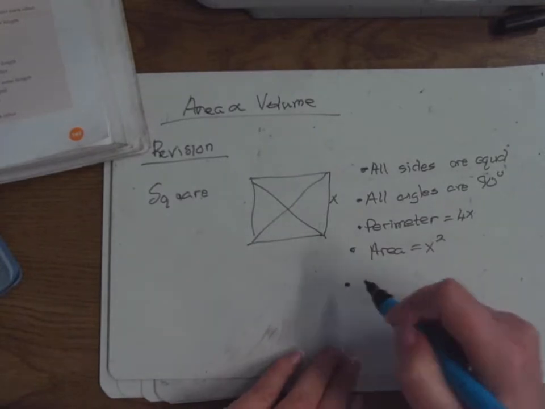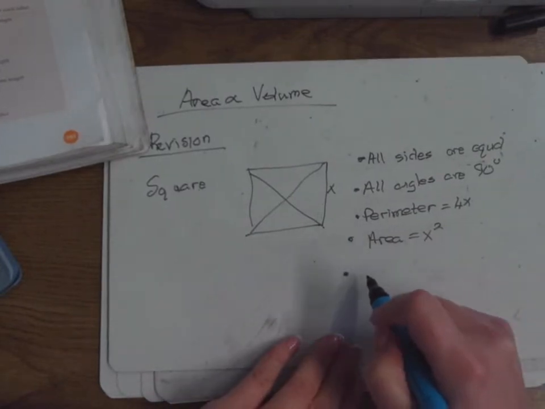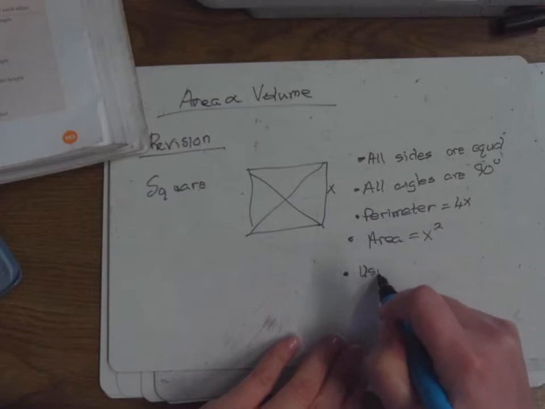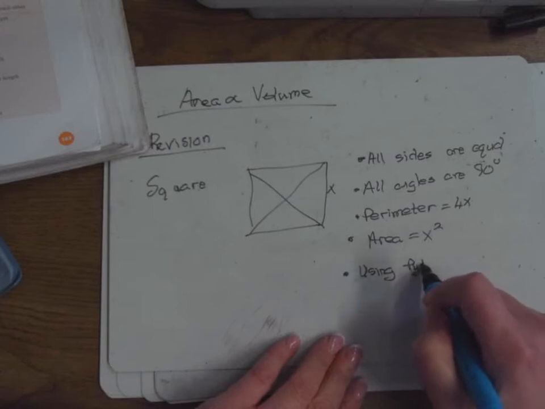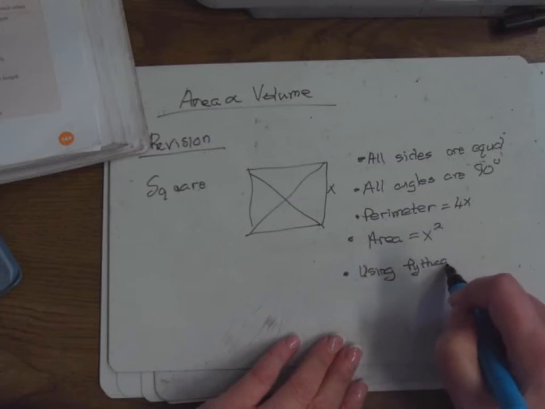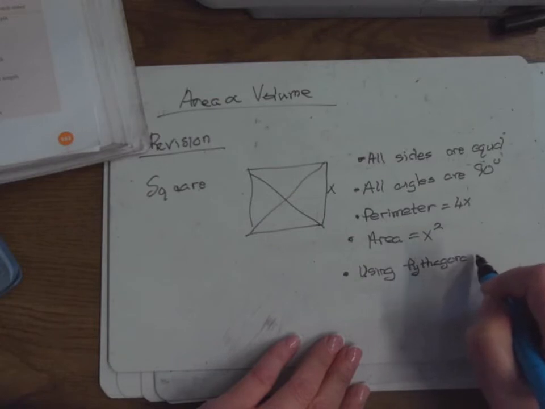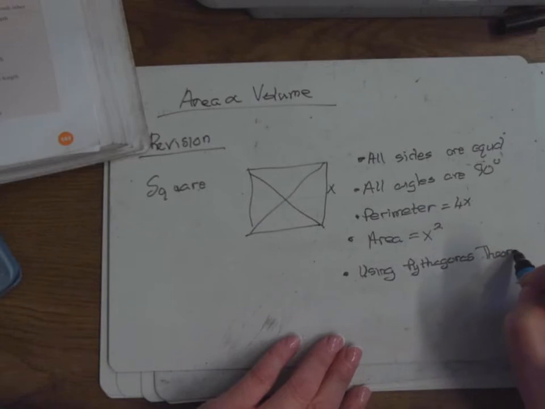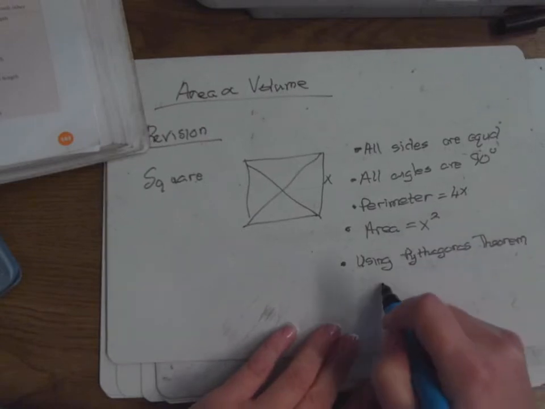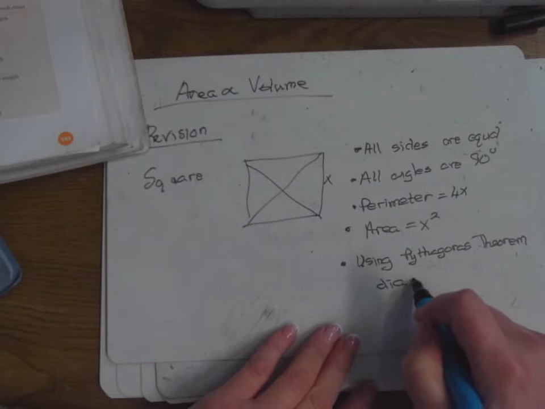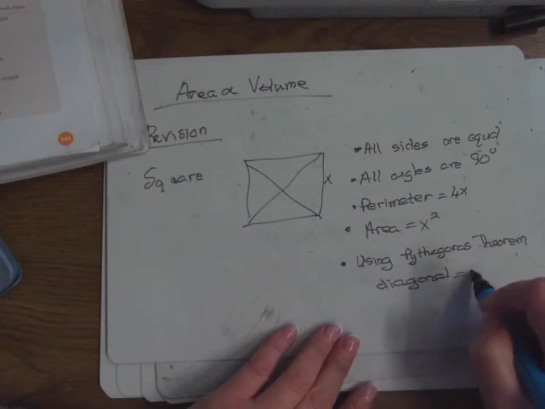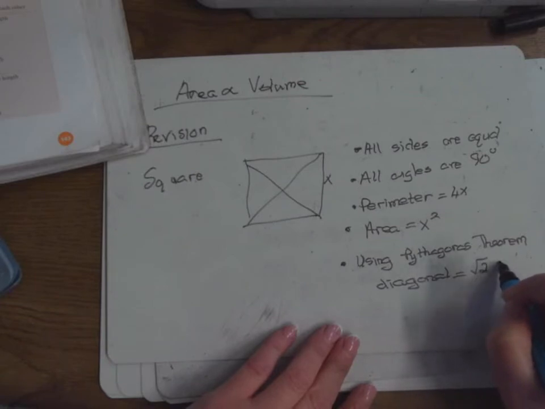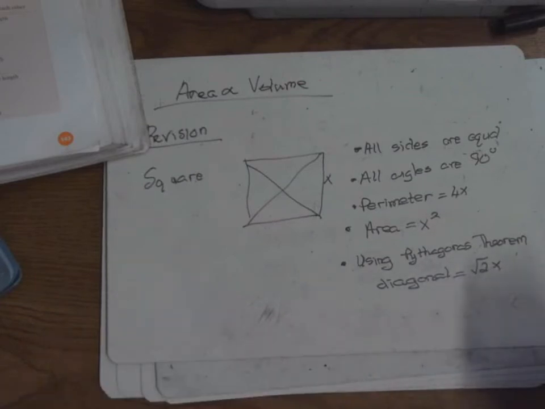Diagonals: using Pythagoras' theorem, the square on the hypotenuse is equal to the sum of the squares on the other 2 sides. The diagonal works out to be root 2 x. Now, you don't need to remember that because you can actually use Pythagoras' theorem.